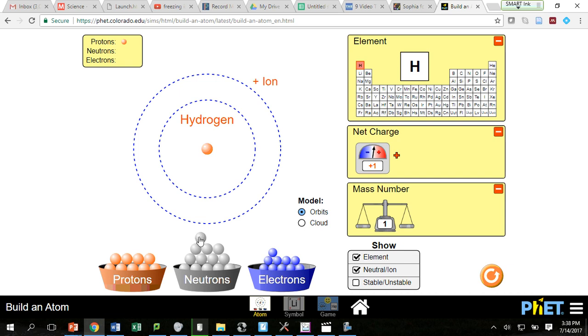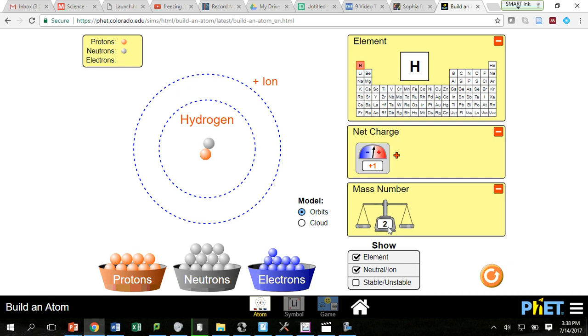So now let's see what happens when I put a neutron in. Neutrons also exist in the nucleus, in that center of the atom. Now the charge did not change at all, so neutrons have a neutral charge. They have a mass of 1 atomic mass unit. So if I have 1 proton and 1 neutron, the total mass of my atom is 2 atomic mass units. Notice I added a neutron, and I did not change the identity of my atom.